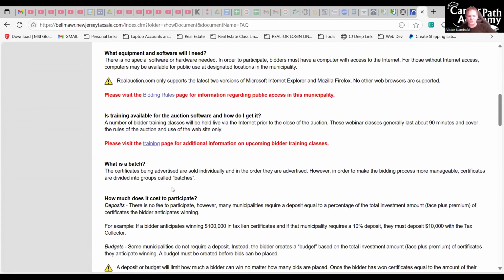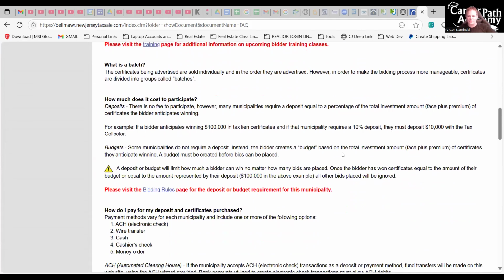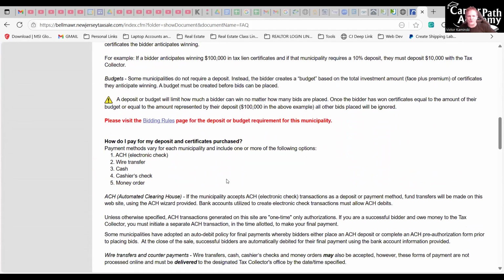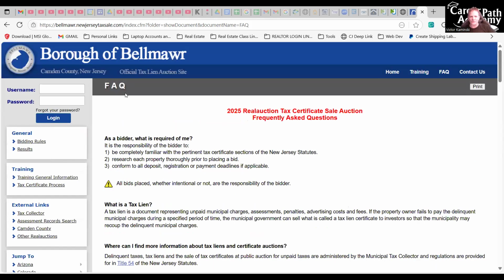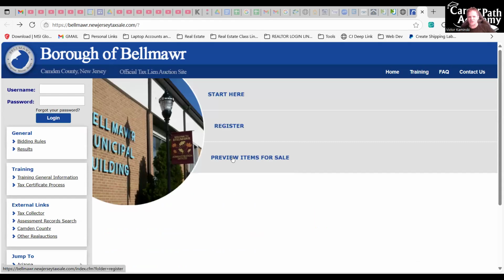Frequently asked questions, what you got to do. You got to put the money, at least 10%, on deposit with certified funds with the tax collector before you could bid on these auctions. And then this municipality allows you to wire the funds electronically, pay cash, cashier's check, or money order. Each municipality may have a different way of doing it. This is why you need to check the frequently asked questions on each municipality's website or tax auction site.